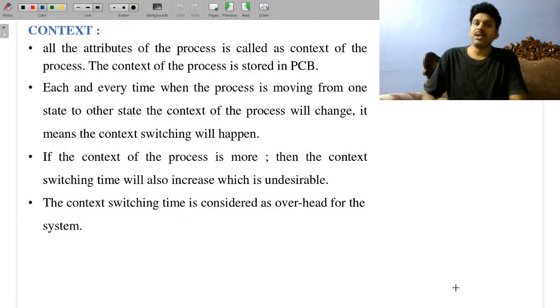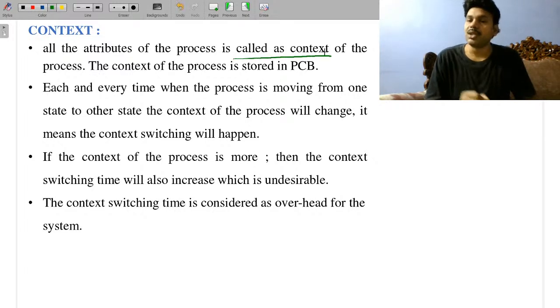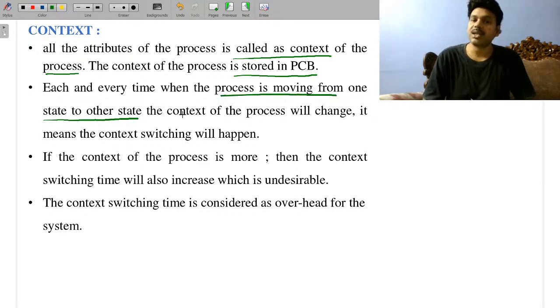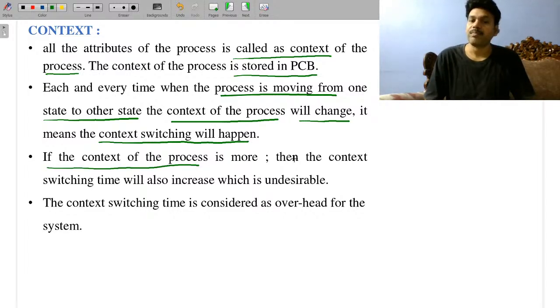Observe carefully, what is a context? Context is nothing but the values of the attributes of the corresponding process. The context of the process is stored in the process control block. Each and every time the process moves from one state to another, the context of the process will change. It means context switching may happen. If context switching keeps on happening, then overhead is going to be seen.